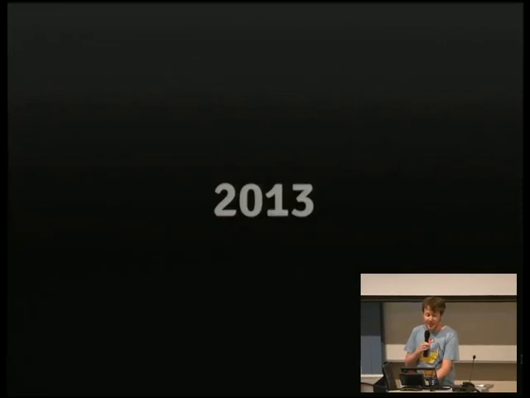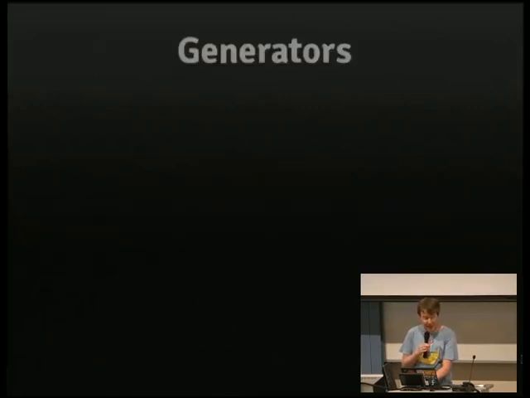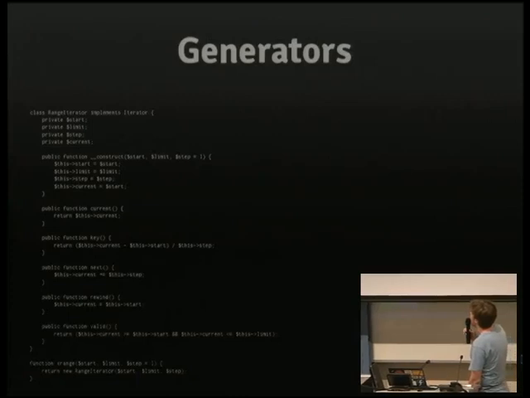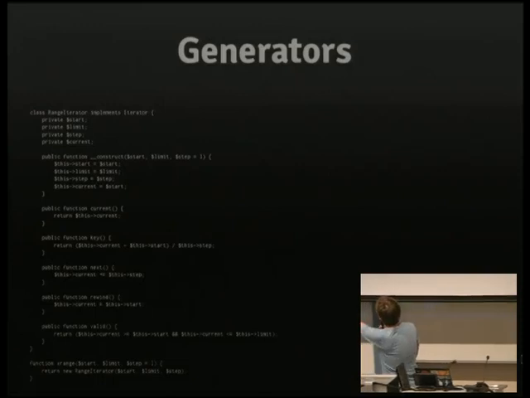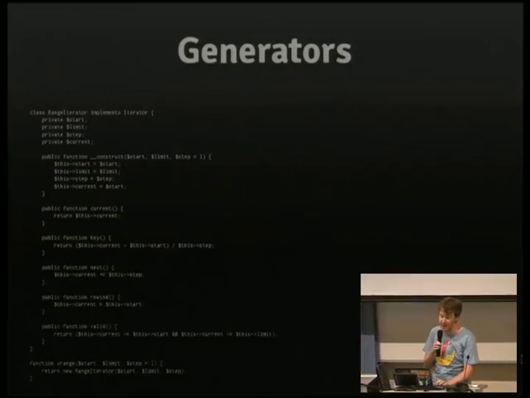So, back to 2013 once again. PHP 5.5 is coming hopefully second quarter-ish, maybe. There are a whole bunch of new features. So, back in the day, if you wanted to write a simple numeric iterator, that's actually the amount of code you had to write to basically re-implement Python's xrange function.